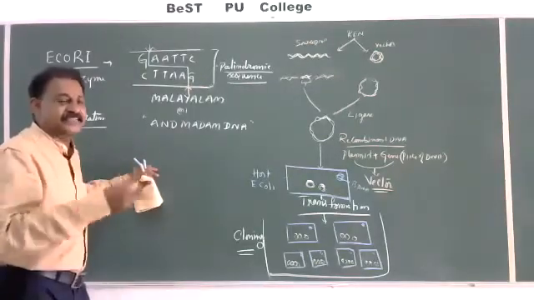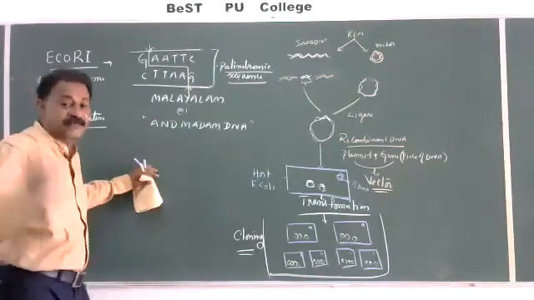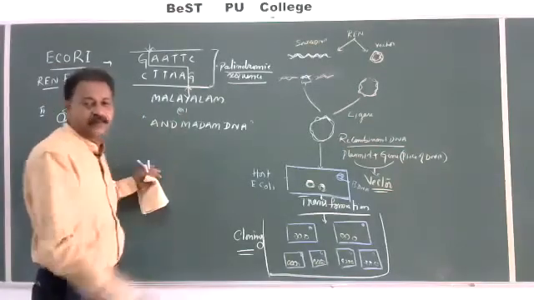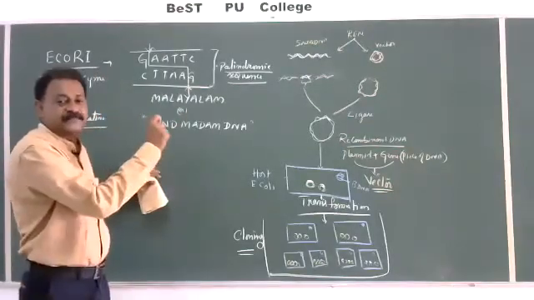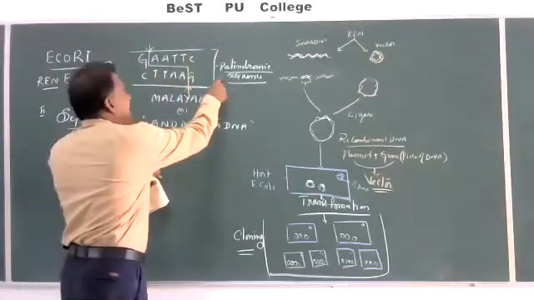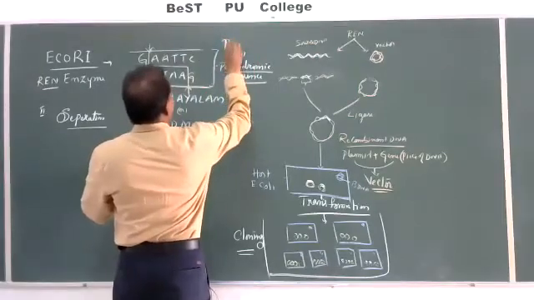And what is its action? It will cut at particular places. How many enzymes are there? 900 types of enzymes are there. 900 types of palindromic sequences are available, because each enzyme is specific for a palindromic sequence. So what is a palindromic sequence? It is nothing but also called recognition sequence.